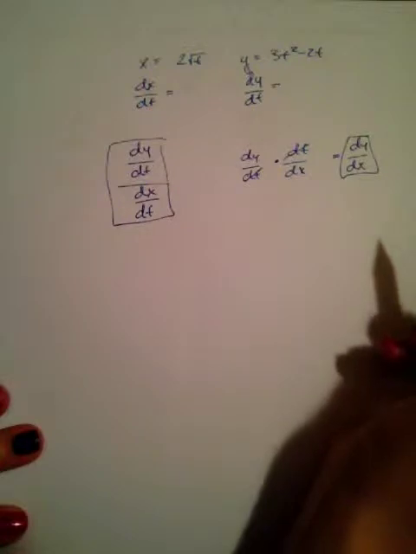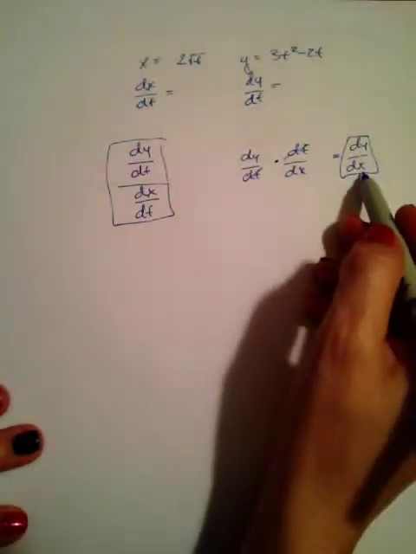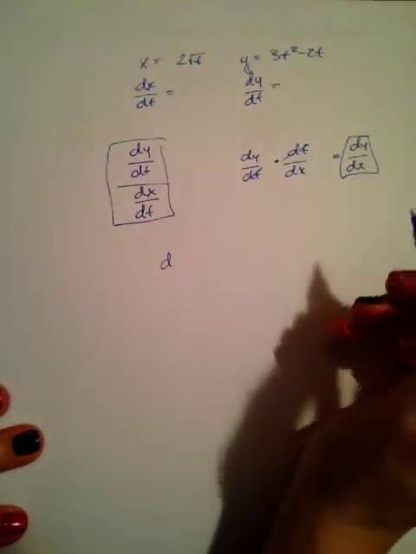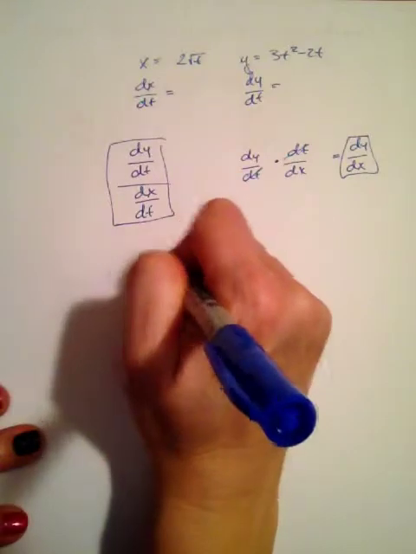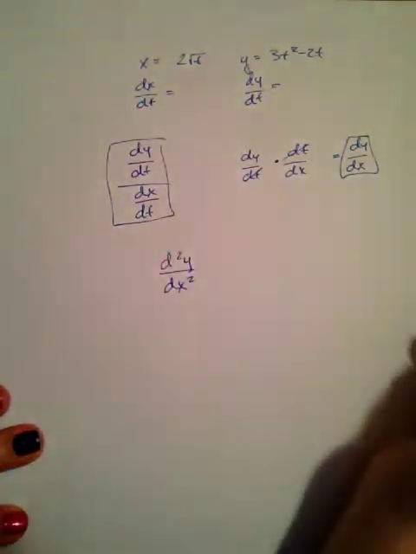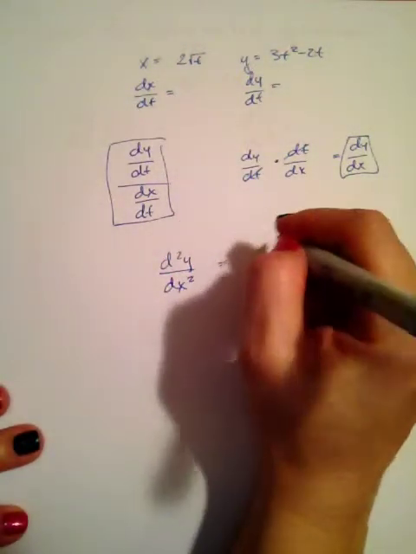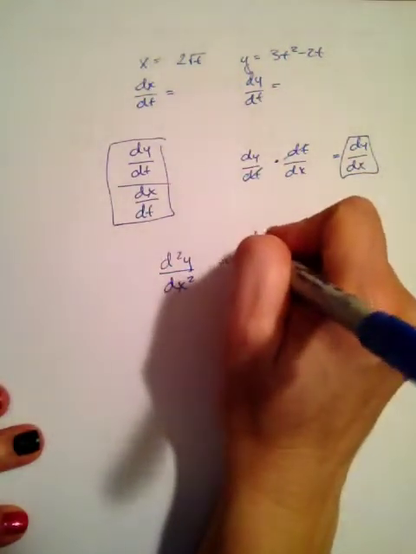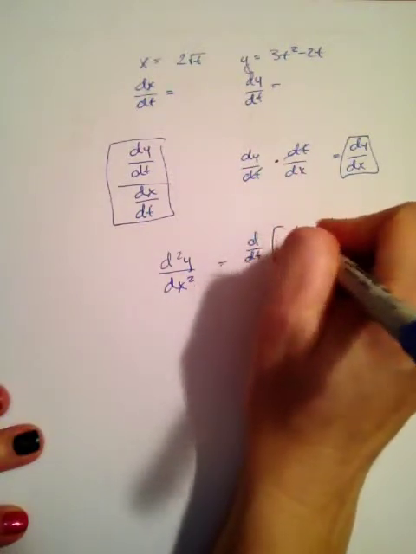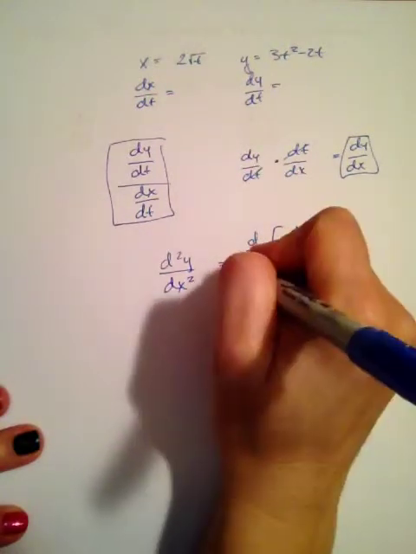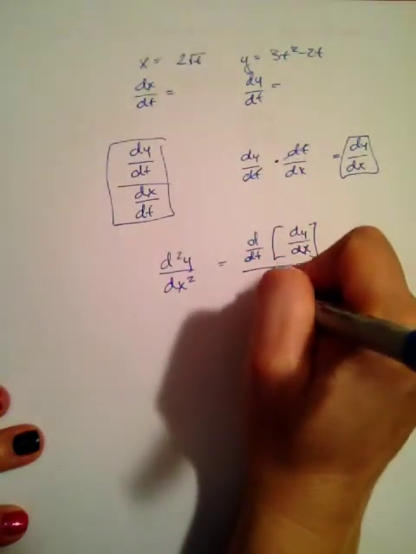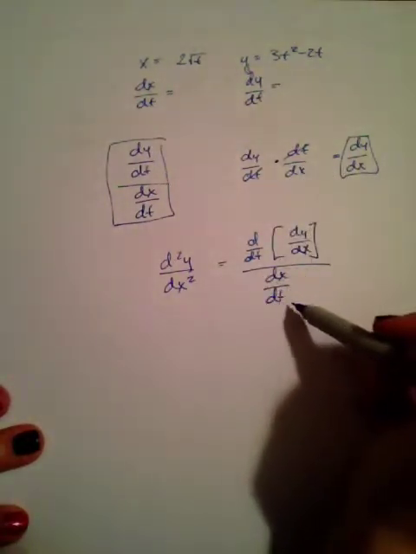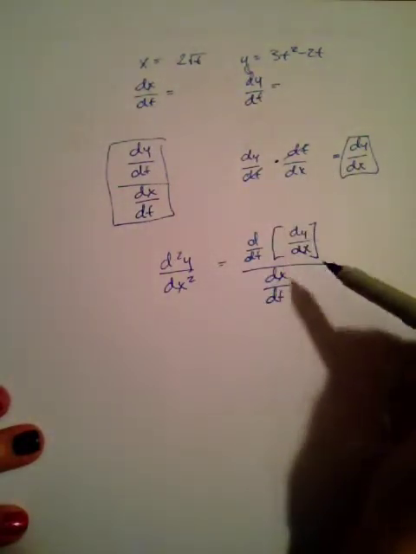Okay, so for our second derivative, the formula says: now you've got this first derivative, and we want to take the second derivative of y with respect to x. The way you do that is you take the derivative of this with respect to t. So you do d/dt of your dy/dx, and then you divide it by dx/dt. Again, it's an algebraic manipulation that makes it look like this is what it is, but it does work.